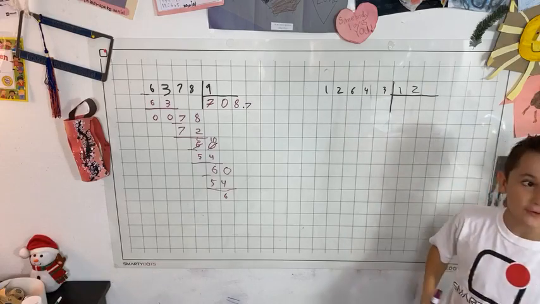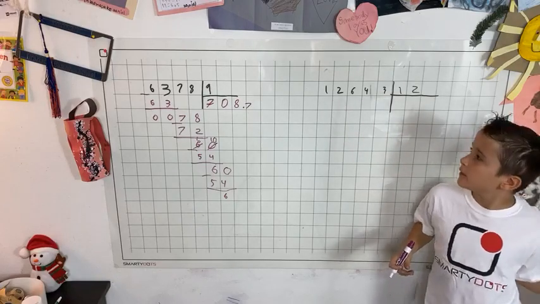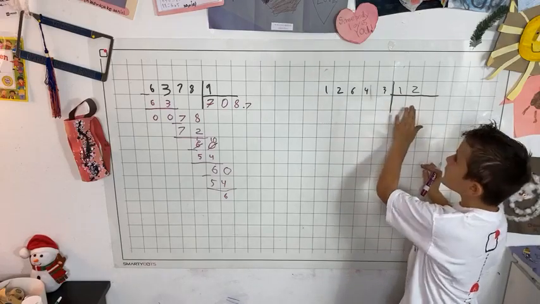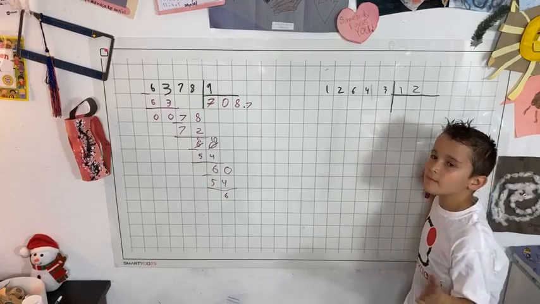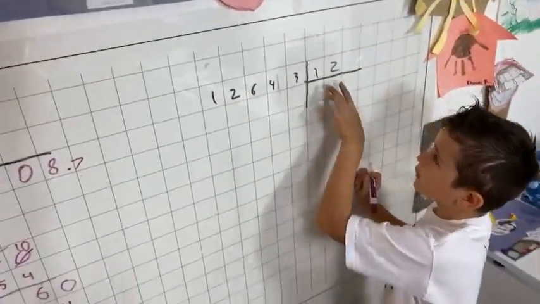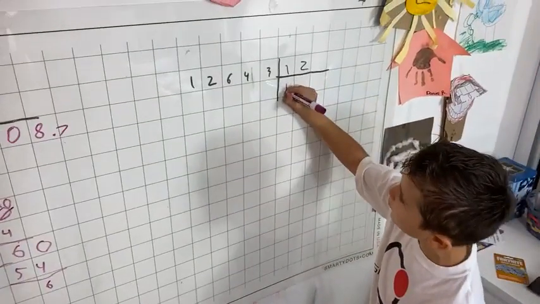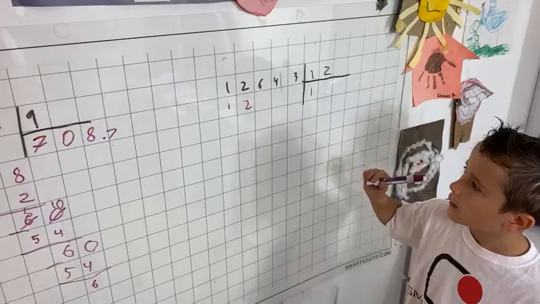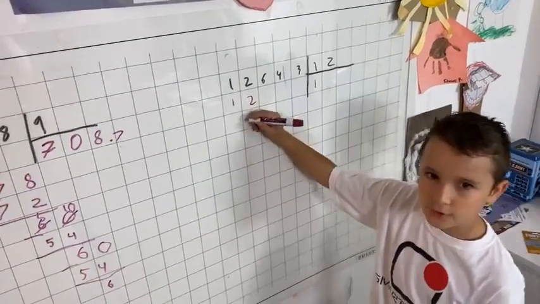So our next problem is 12,643 divided by 12. The first thing we're going to do is look at the 1. Can you fit a 12 in a 1? No. So now we're going to take the 12, and as we realize this is a 12 and a 12, we can fit one 12. And 1 times 12 is 12. And then we subtract.